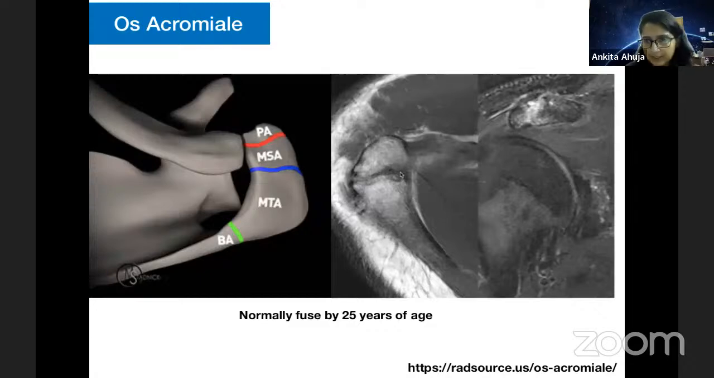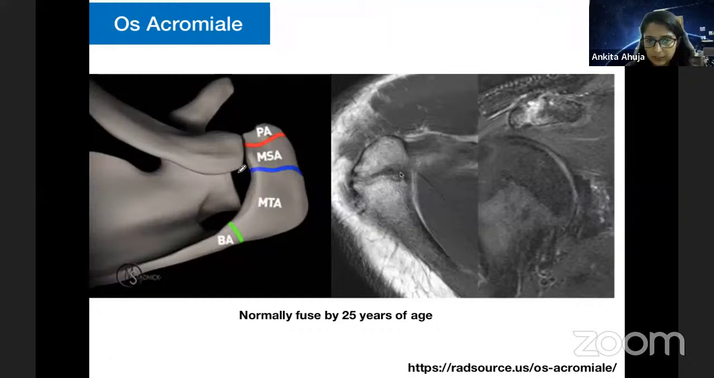Now let's see quickly some pathologies around the acromioclavicular joint. First, if it's a young patient, what you need to be aware of is an os acromiale. Your acromion is formed from four centers: the pre, meta, meso and basiacromion. Usually these fuse by the age of 21 to 25 years. Sometimes at this level, where the blue line is, the fusion doesn't happen, and what you have as a result over here is your os acromiale.